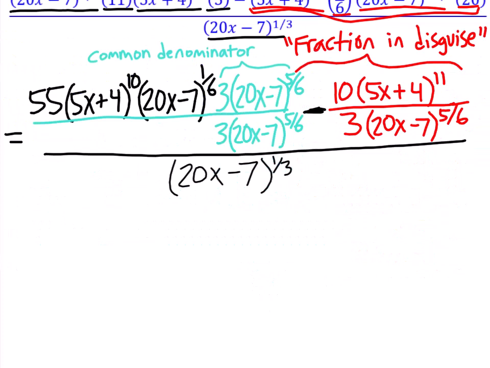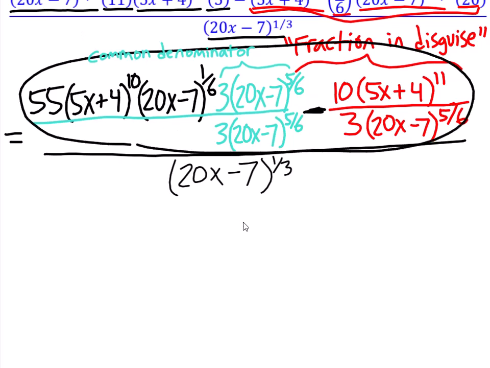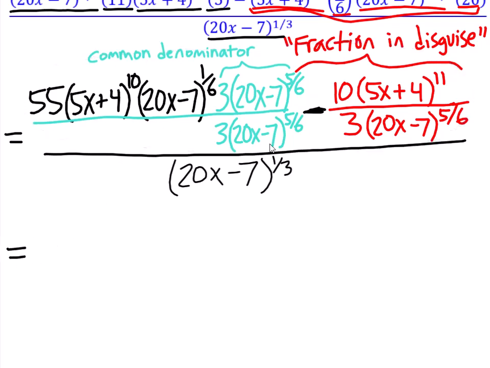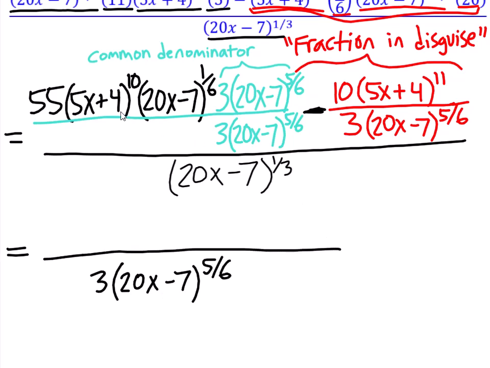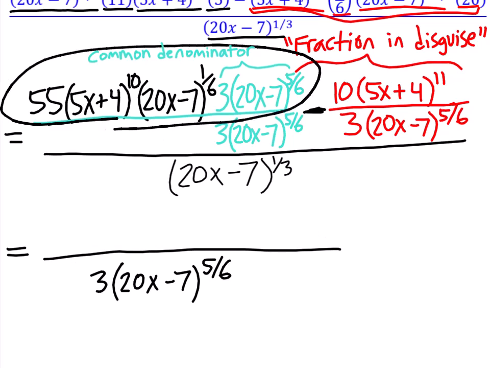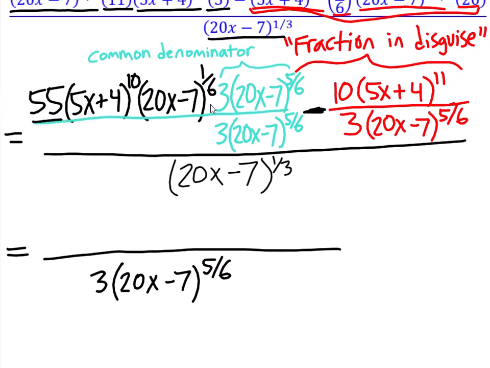Well, let's start neatening up that numerator. And by numerator, I'm referring to all of this. And now that it has a common denominator, we can put it over this common denominator of 3 times (20x minus 7) to the 5/6. Again, that's the denominator. Let me focus on this term's numerator first. 55 times 3 will give us 165. (5x plus 4) to the 10th.